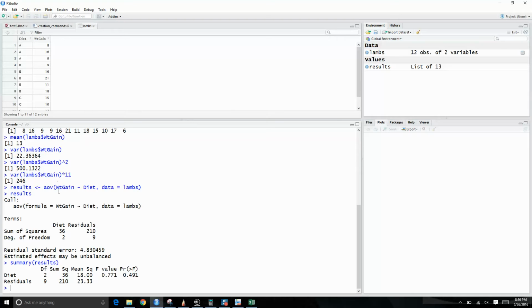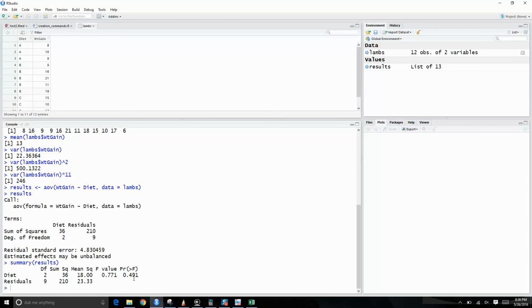So again, the relevant command here would be, store the results, and we're going to do AOV for analysis of variance, where you want to explain weight gain. That's our response variable, as explained by the different diet, and then the data is coming from lambs here. Okay, and then we get our summary table from here, and then it prints it out right there.